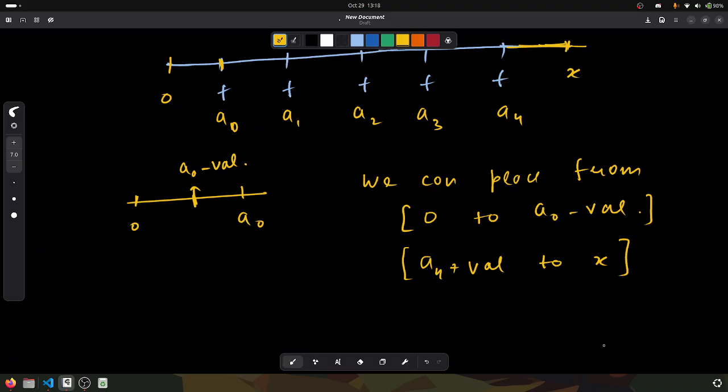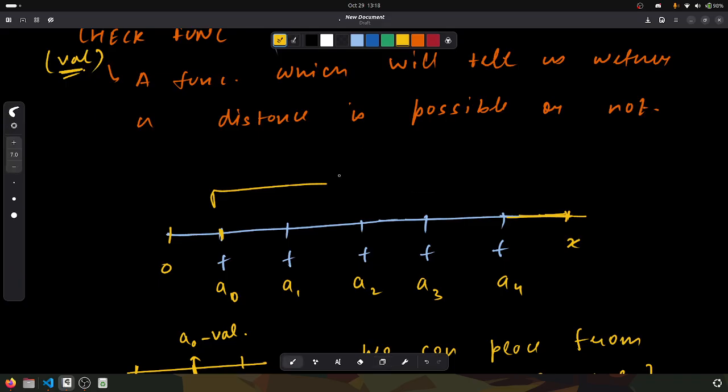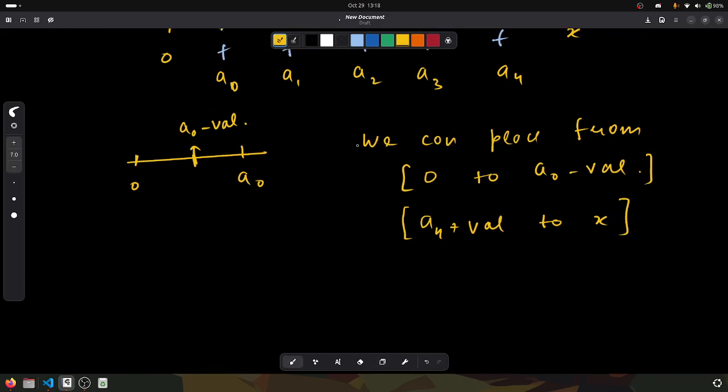Now the range that remains to check is this much. So basically between the friends, right?